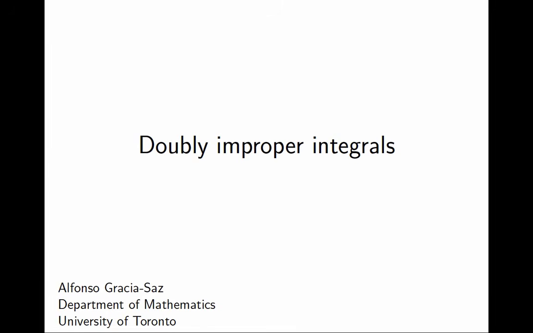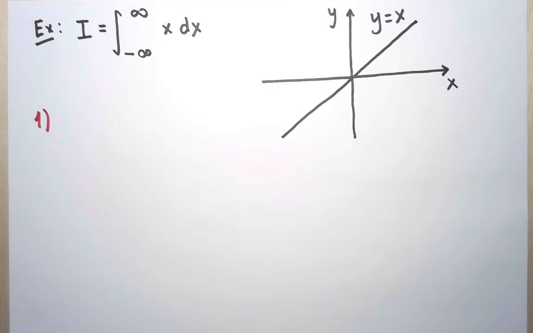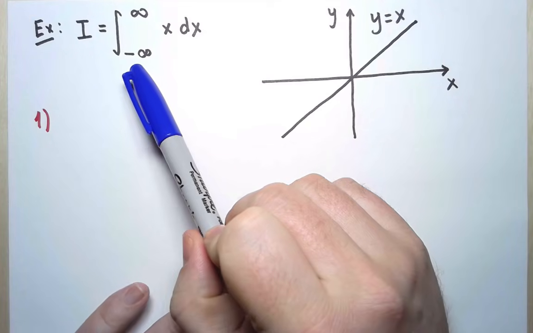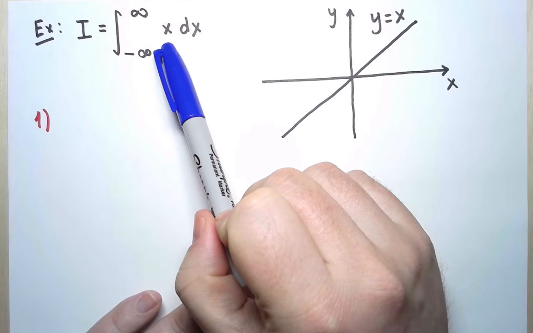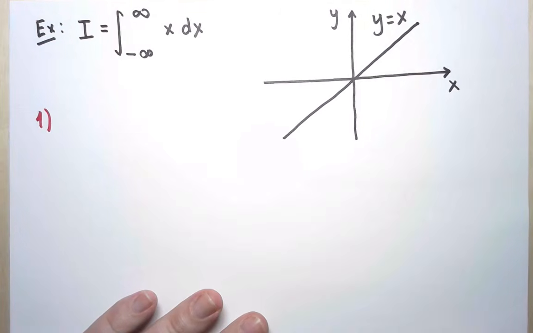In this video, I will explain how to work with doubly improper integrals. These are integrals that are improper in more than one way, most of the time at both ends of the interval of integration. I will begin with an example. I want to calculate the integral from minus infinity to infinity of the function x with respect to x.